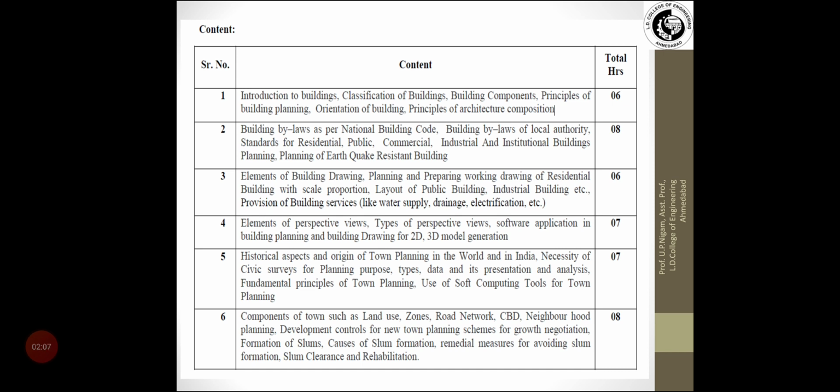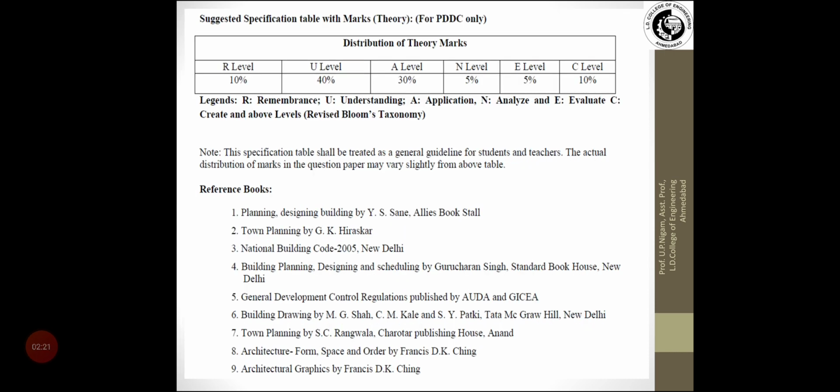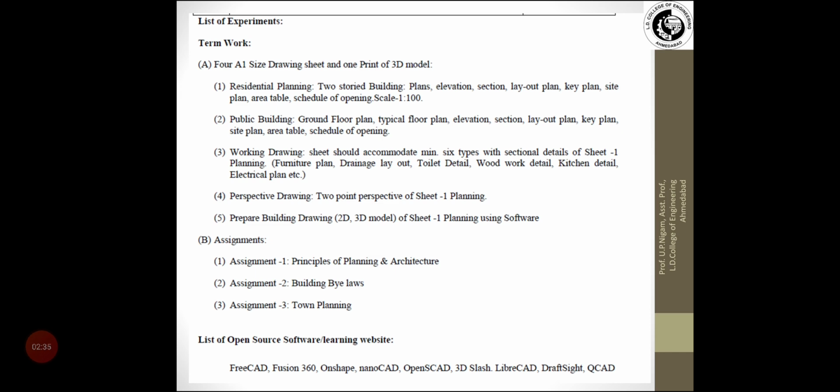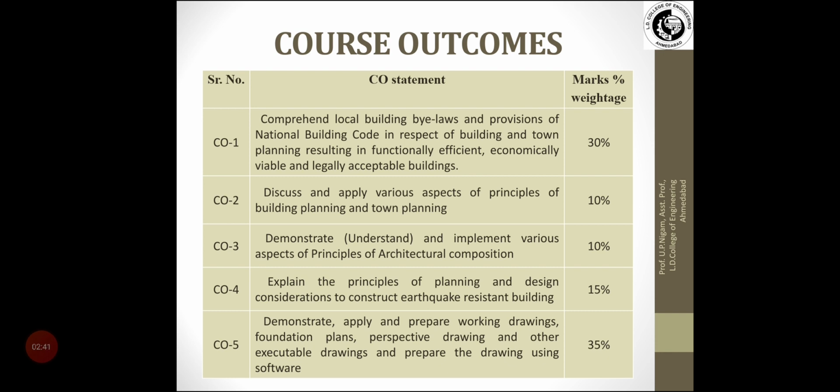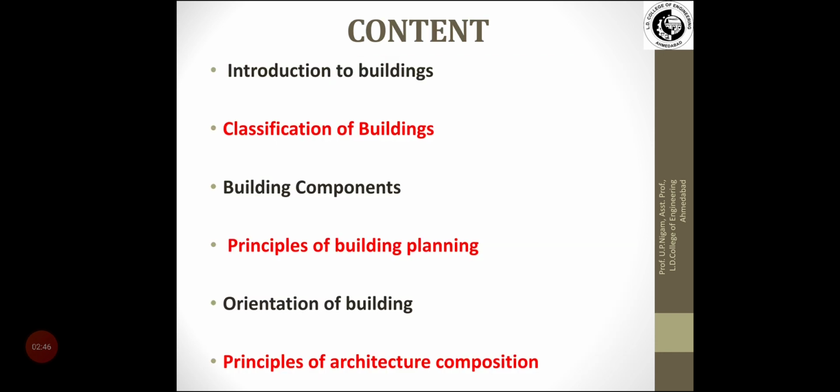Modules 5 and 6, the last 2 modules, are concerned with town planning: why town planning is important and what the different factors considered there are. A few reference books are given in the slides, which can be utilized by the students. Other than these reference books, I have also discussed in the classroom teaching. The tutorials and the assignments will be shared with you. These are the basic course outcomes of this subject in your syllabus.